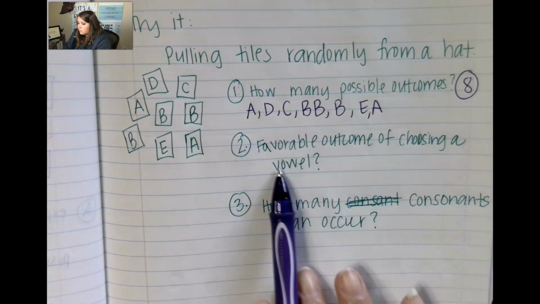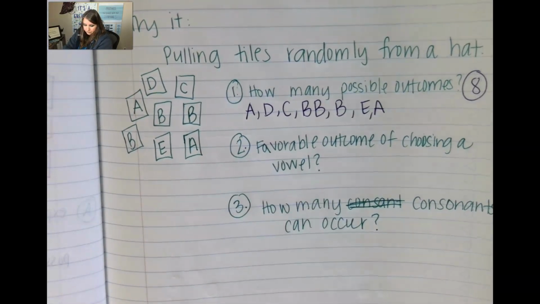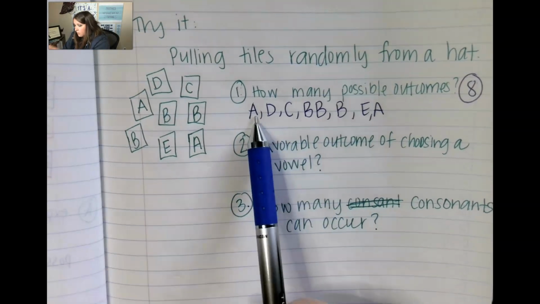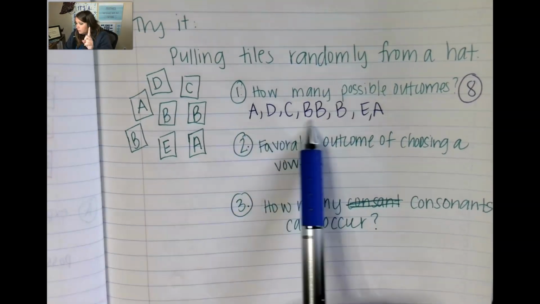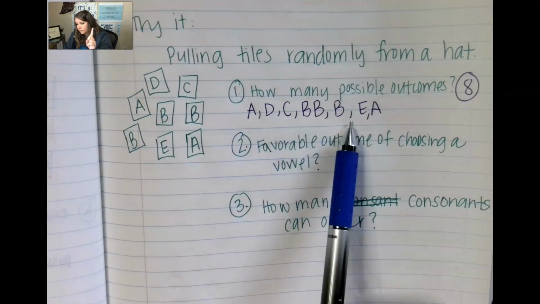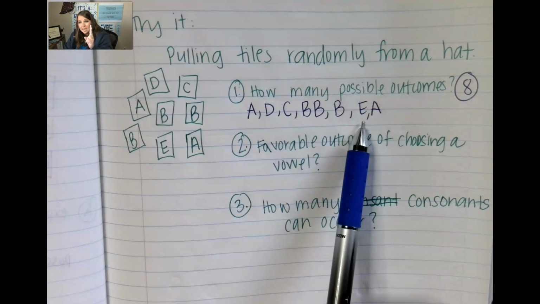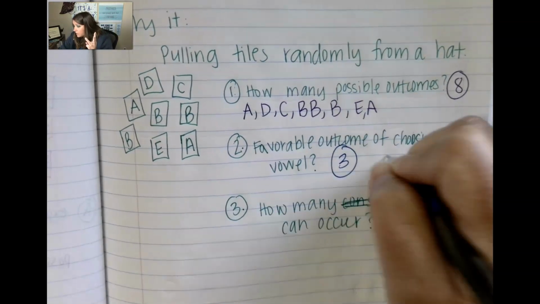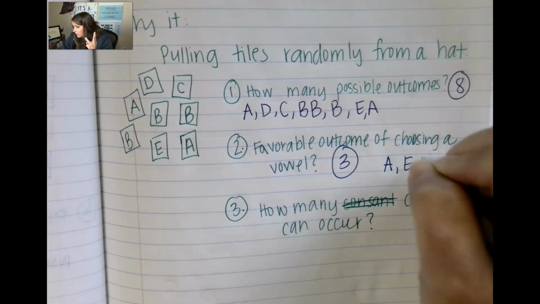Favorable outcome of choosing a vowel. Well, let's check it out. A is a vowel, so there's 1. D, no. C, nope. B, nope. E, and A. So there are 3 possible vowels, A, E, and A.